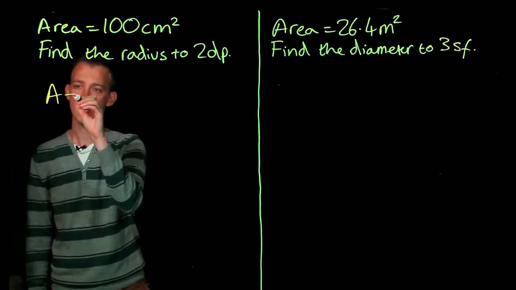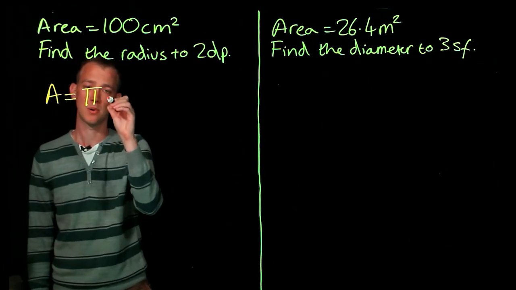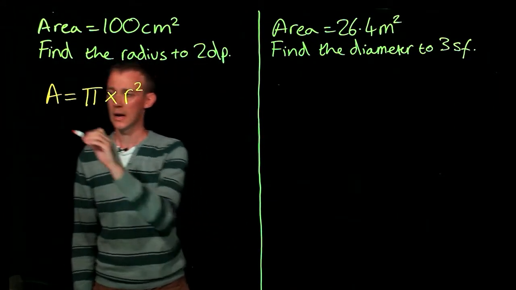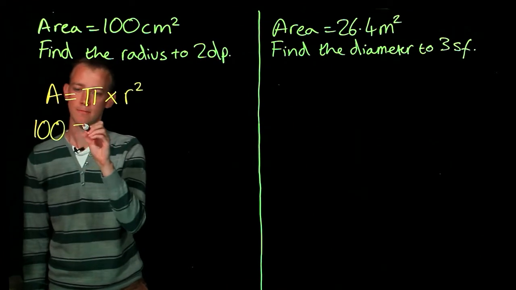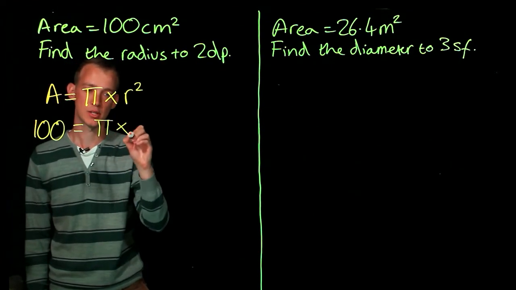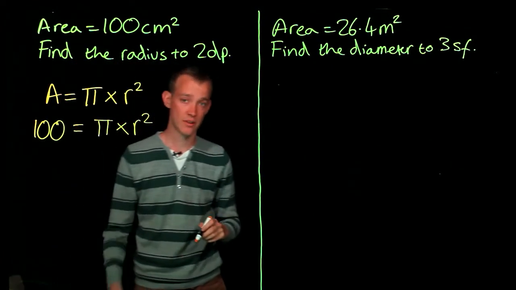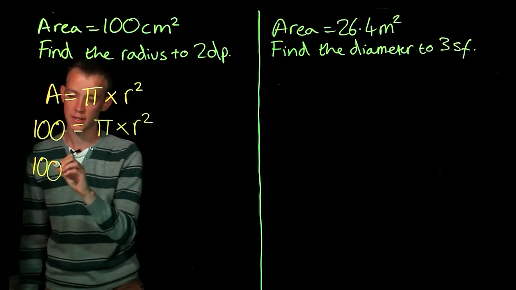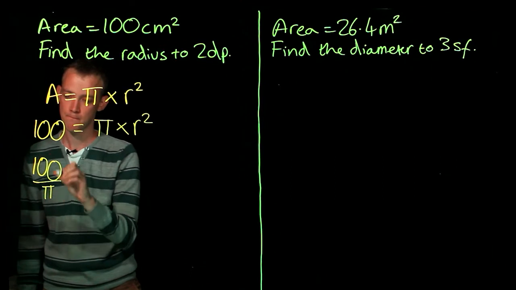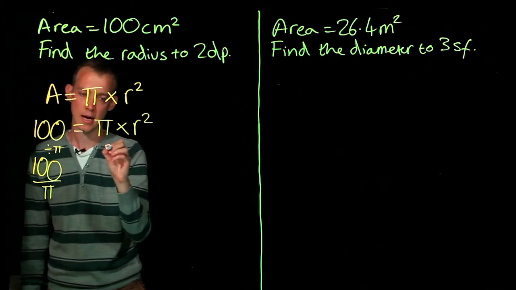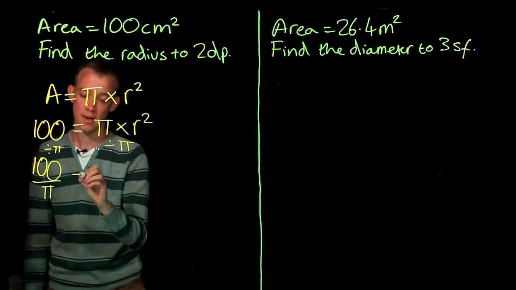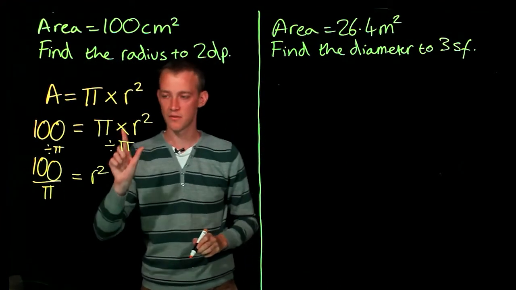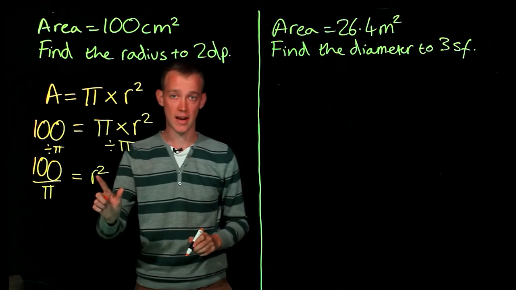Well, I know that the area of any circle is equal to pi multiplied by the radius squared. And I know my area is 100, and that's equal to pi times radius squared. I'm going to rearrange this so I find out what r is. So first of all, I'm going to be dividing both sides by pi, because if I do that, on this right-hand side, I'm left with just the radius squared. Pi times radius squared divided by pi leaves me with just the radius squared.